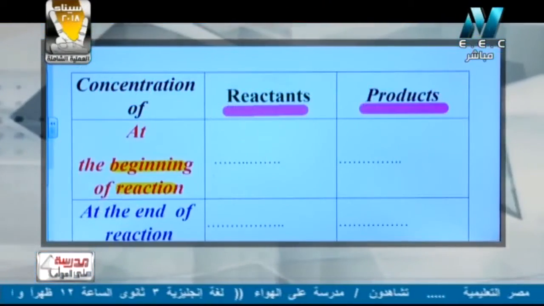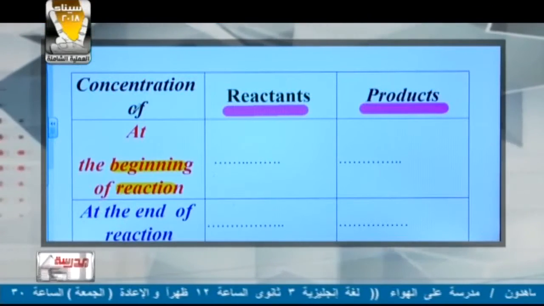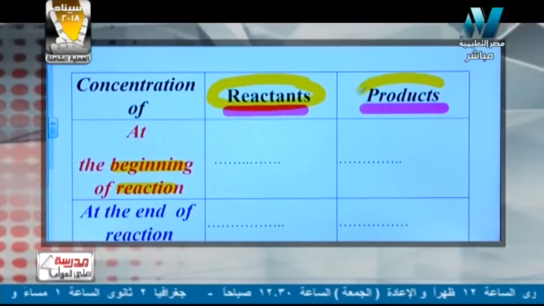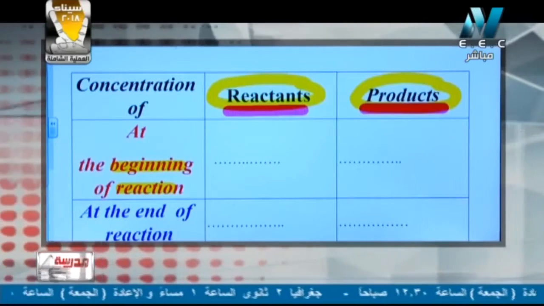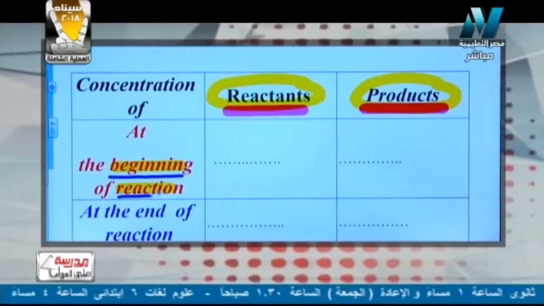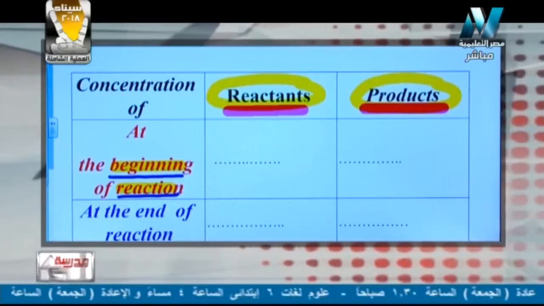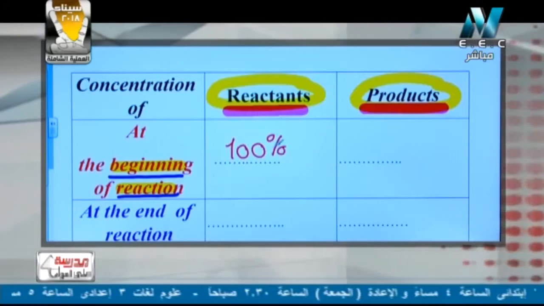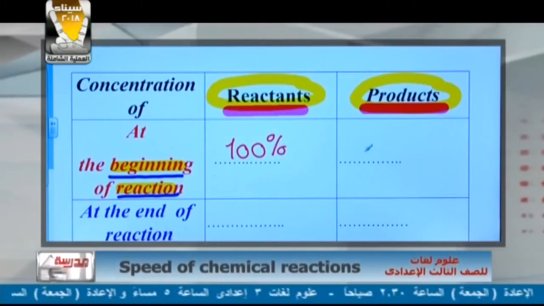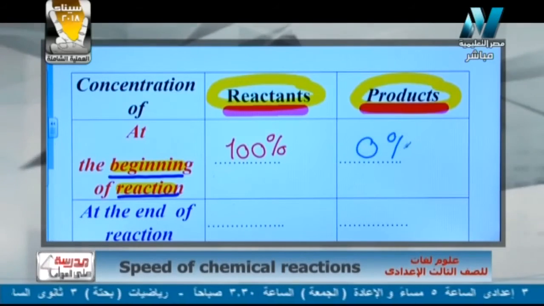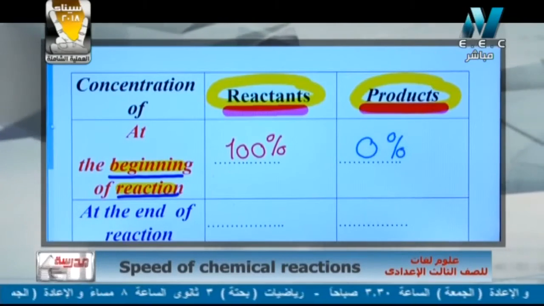As we can see in front of us, this table illustrates the concentration of reactants and the concentration of products at the beginning of the reaction. So the concentration of reactants is 100%, and the concentration of products is 0%. We have no products at the beginning. ما عنديش أكيد نتيجة وأنا لسه ببدأ.